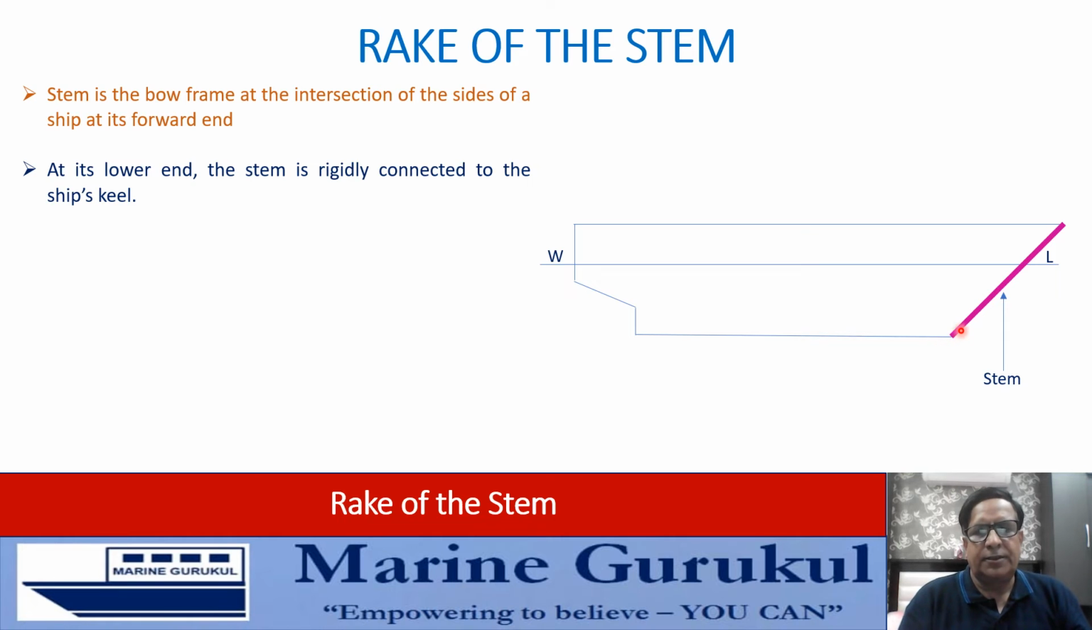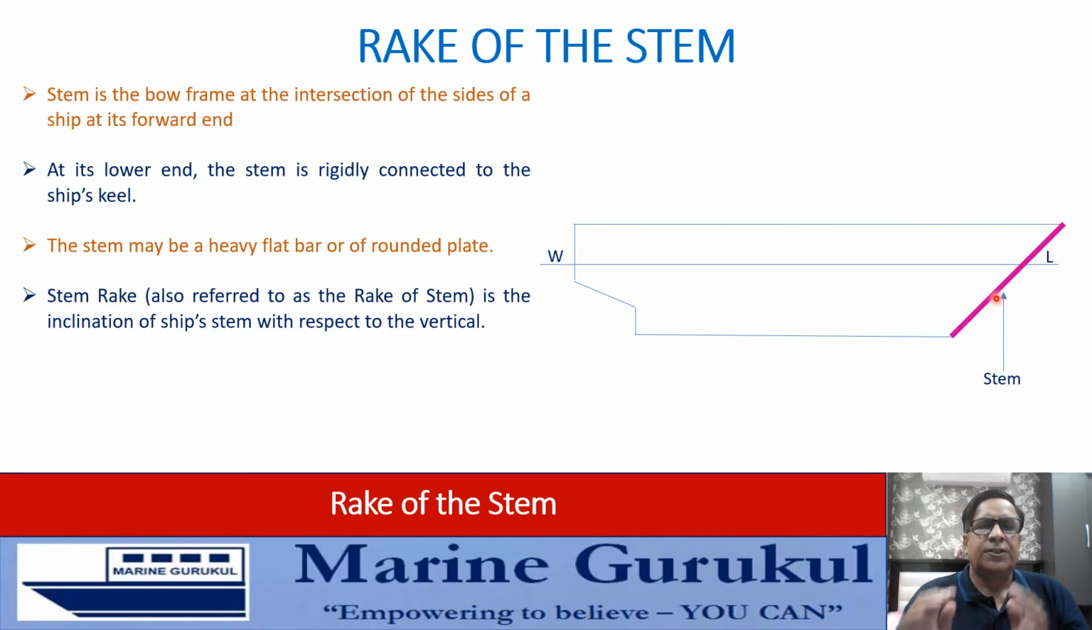At its lower end, the stem is rigidly connected to the ship's keel to provide continuity of the strength. The stem could be a heavy flat bar stem or could be a rounded plate stem. In today's big merchant ships, it's usually a rounded plate stem. Stem rake or the rake of the stem is the measure of the inclination of this stem with respect to the vertical. So to measure the stem, let's draw vertical to the water line.